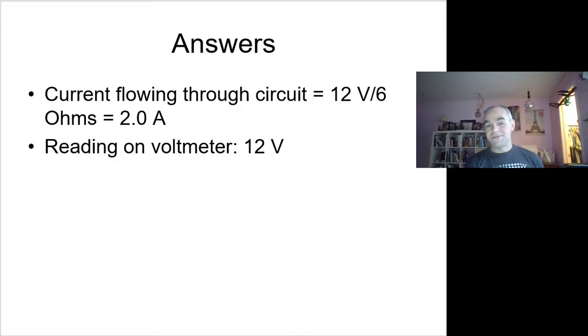There's your answers. The current would be 2 amps because it would be 12 volts divided by 6 ohms. And the reading on the voltmeter would simply be the reading of the battery in this case, because there's just a single battery and a single resistor, and we'll talk more about that. Why is that the case?